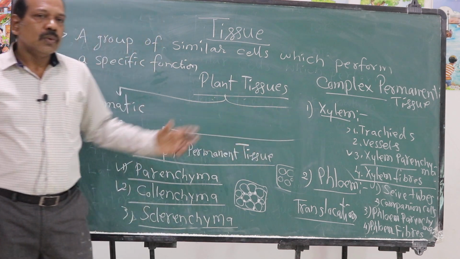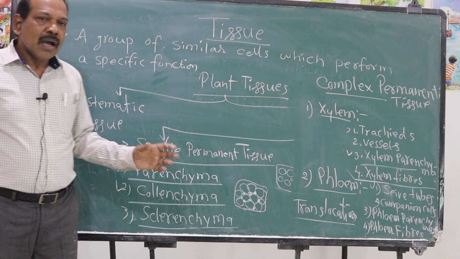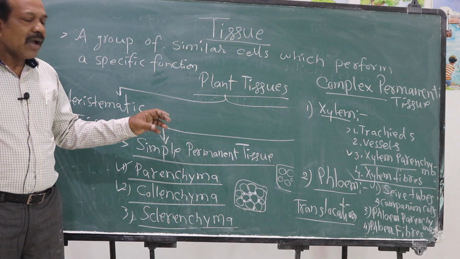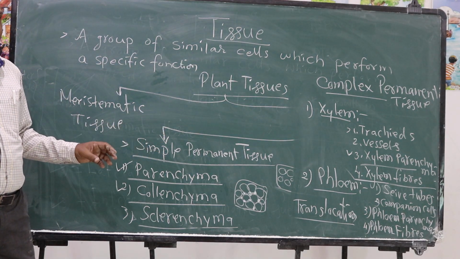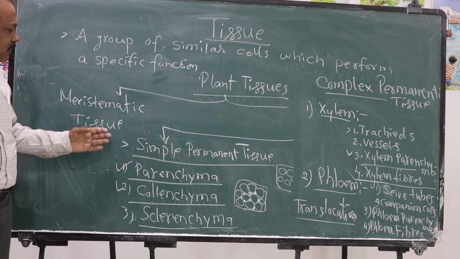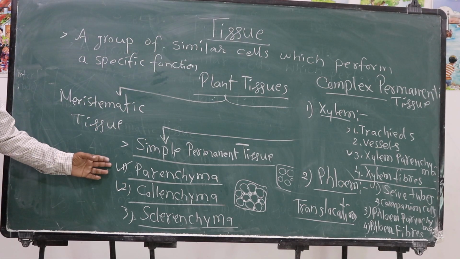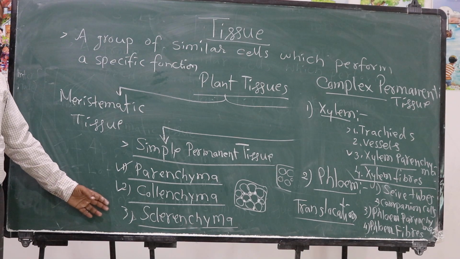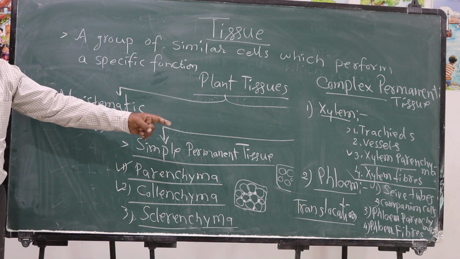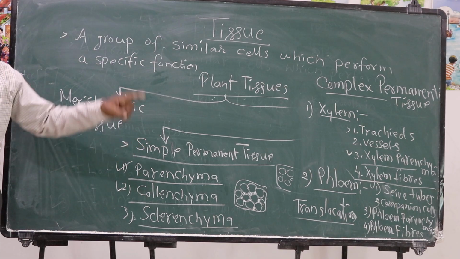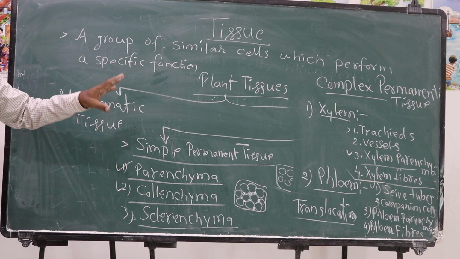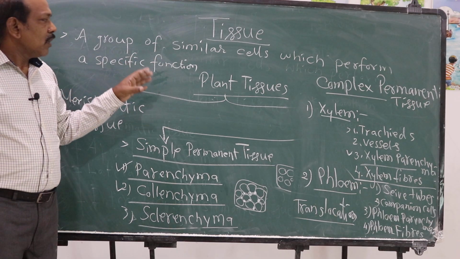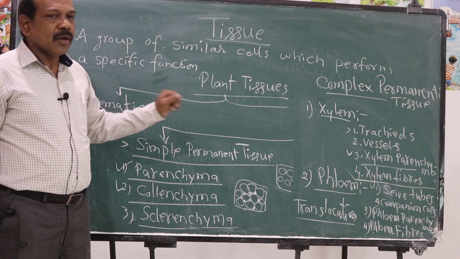Collectively these two tissues, xylem and phloem, are called as complex tissue, complex permanent tissue, because they have different types of cells in them. All the cells are not similar. As you have studied in simple permanent tissue, parenchyma, all the cells are similar, collenchyma, all the cells are similar, sclerenchyma also, all the cells are similar. Here the cells are different, but collectively they have the same function. That's why it's called complex permanent tissue. So this is about the second type of plant tissue, that is permanent tissue.